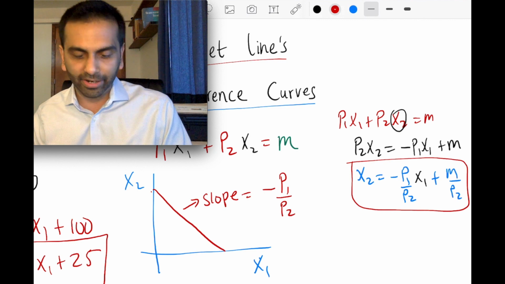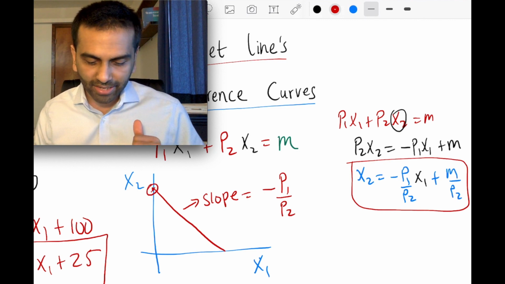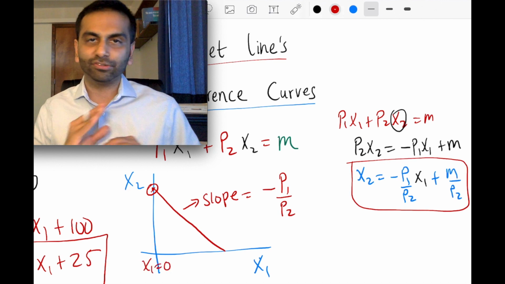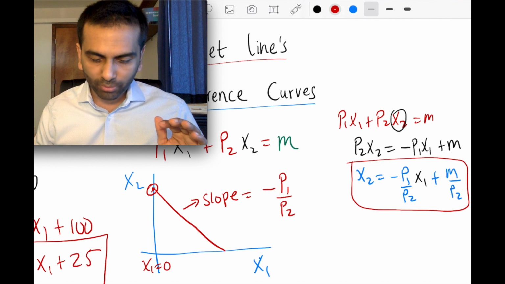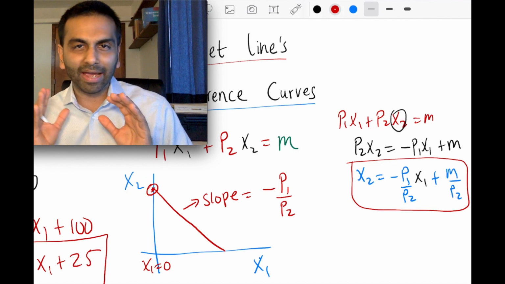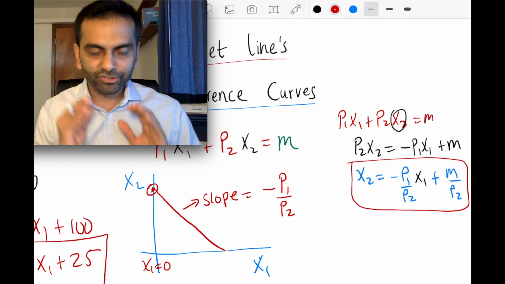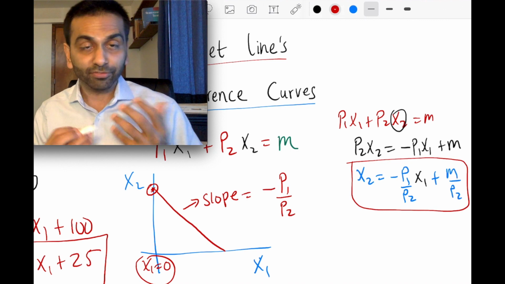Similarly, looking at this m over P2, that kind of makes sense, because this is the y-intercept. That's this point over here. What that's saying is, if I choose an x1 value of 0, if I don't like apples and I'm not going to buy apples at all, then what this is giving me is how many bananas I'll be able to buy. If I allocated all of my money on just good number 2, and set my x1 equal to 0, how much of good 2 can I afford?